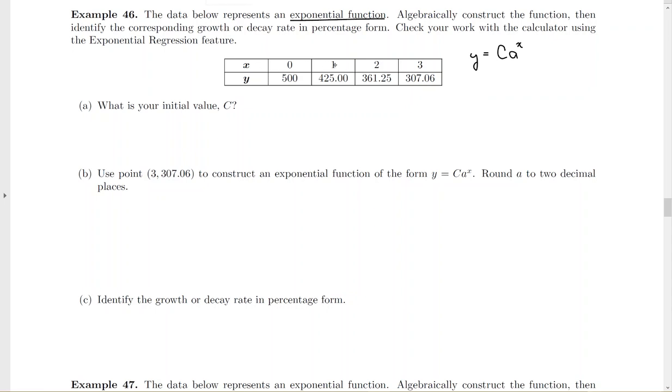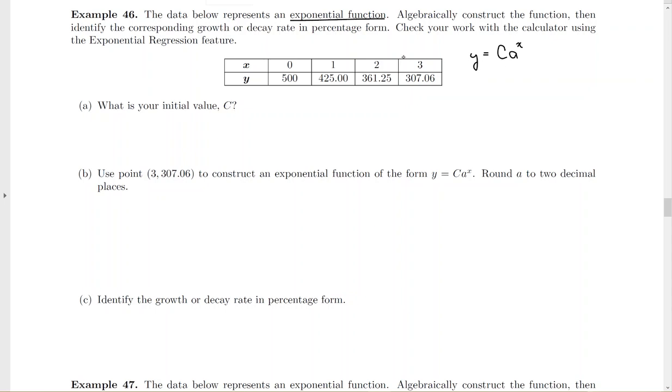You're given a table of data points, and you want to algebraically construct a function that corresponds to either a growth or decay rate in percentage form, or find that growth or decay rate in percentage form. So we're going to first find the equation and then check our work with a calculator using the exponential regression feature. So the first part is, what is your initial value C?